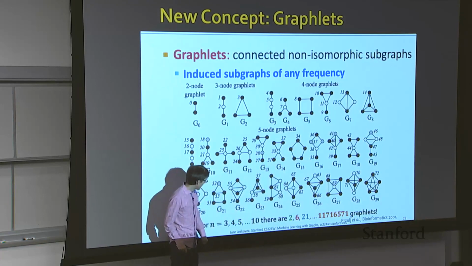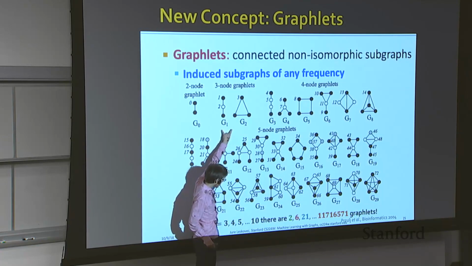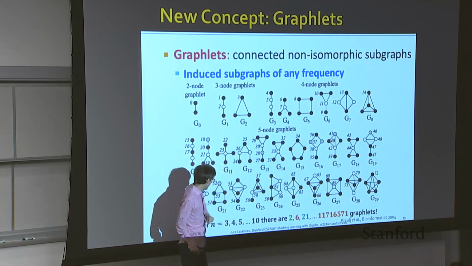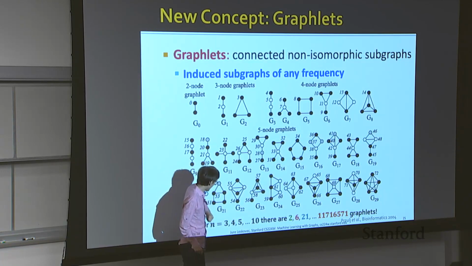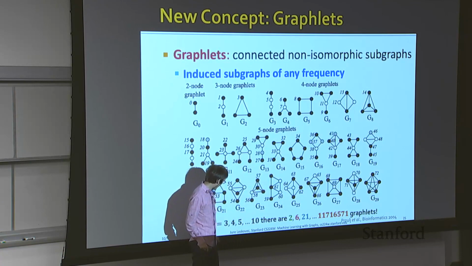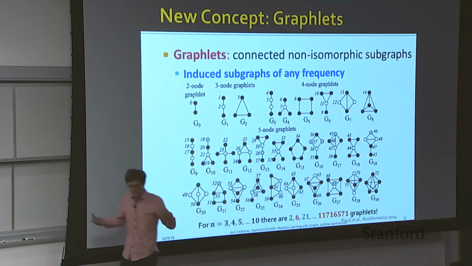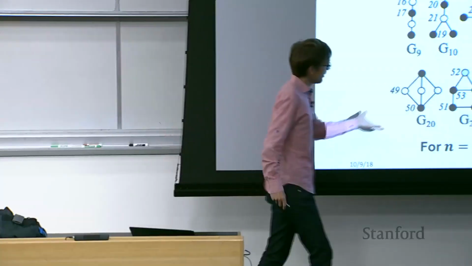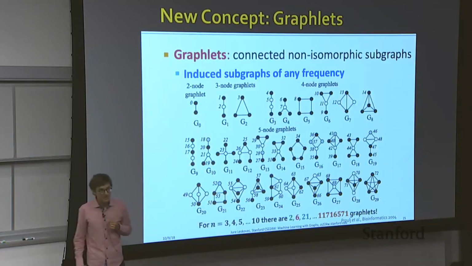So for 3 nodes I should have 2. For 4 nodes I should have 16. For 5 nodes I should have 21, and for 10 nodes I should have whatever this big number is, right? So this blows up very quickly. So we are usually interested in up to 5, maybe 6 node size graphlets.